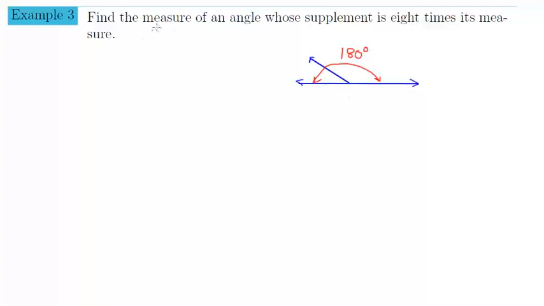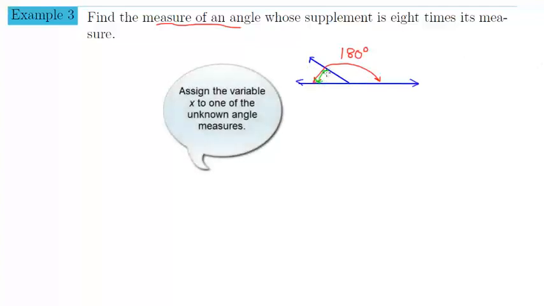Let's take a look at the problem again. What is it that we're actually specifically looking for? We're looking to find the measure of an angle whose supplement is 8 times its measure, but specifically we're looking for the measure of an angle. So one of these angles, let's start by labeling with a variable. I'm just going to choose x because that's our universal variable. The measure of this angle is x.